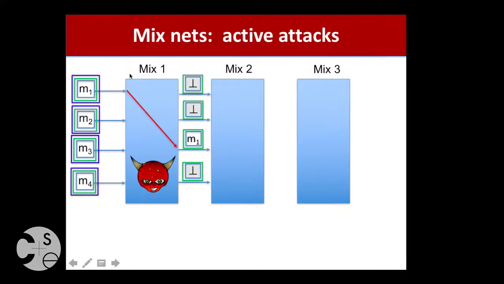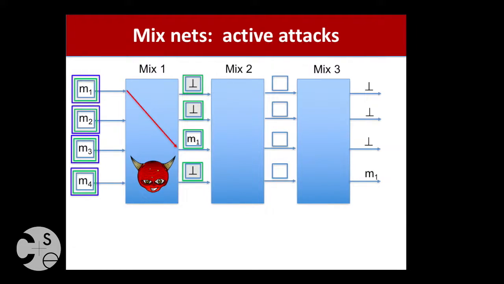So what a malicious attacker could do is, when it produces its output, it does the right thing on the first user's input. It strips out the blue layer and places that in a random location. But then it discards all the other inputs and just puts encryptions of junk on the other inputs. Now you can kind of see what's going to happen next. The second mix does its job. It permutes and strips. The third mix is then going to do its job.